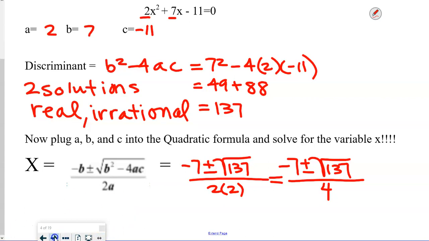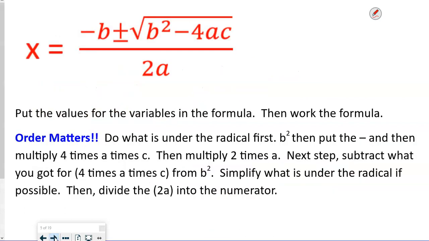So now let's go on to the next one. So this again, I said put the values in the variables in the formula, then write the formula. Order matters. Do what's under the radical first. That's our discriminant, which you're going to do b squared minus, then put the minus and then multiply 4 times a times c. Then multiply 2 times a, then the next step is subtract. You know what I'm saying? Do the discriminant first. That's really the key here, okay?